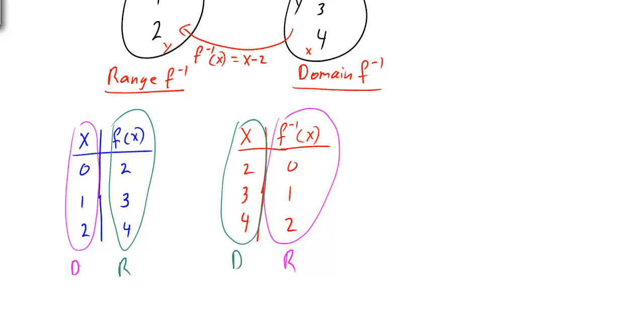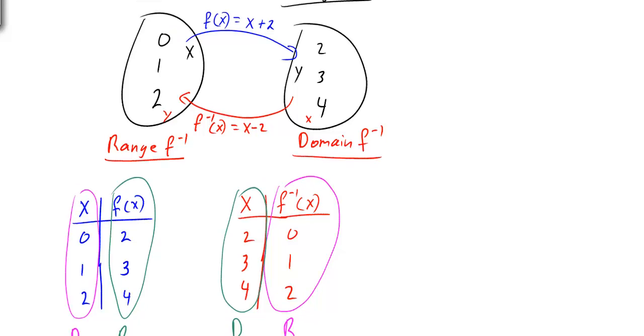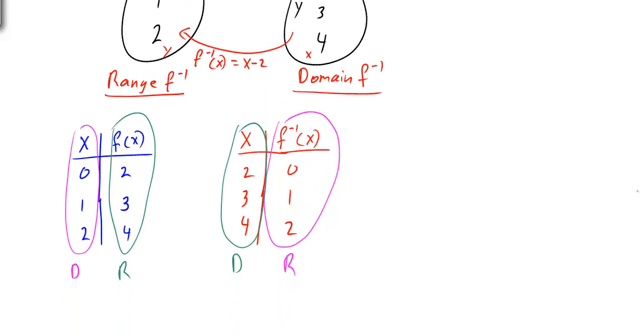The domain for our function f is the range for the inverse function, and the range of our function is the domain of the inverse function. So essentially what we've done here is we've simply switched our x and y values around.